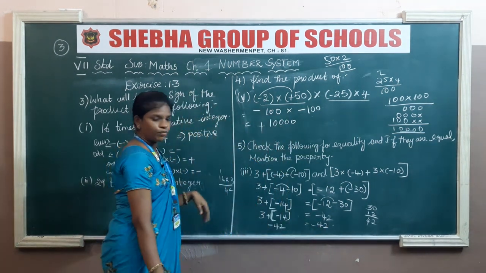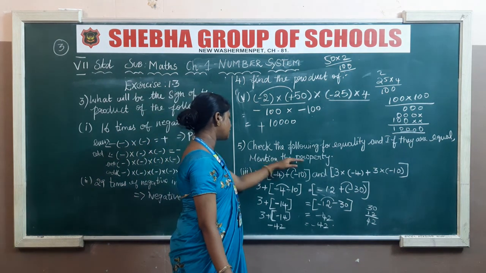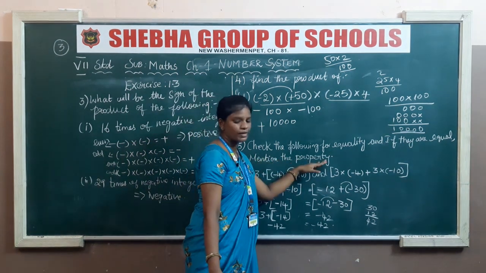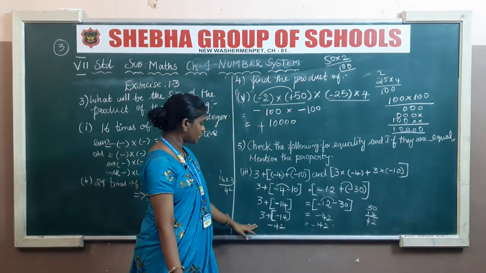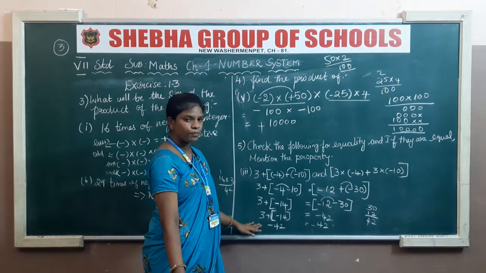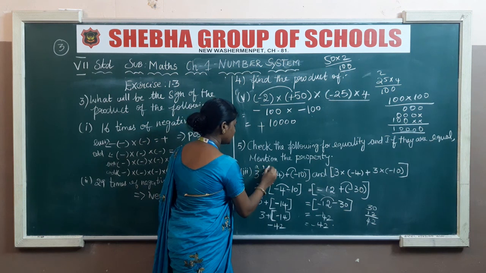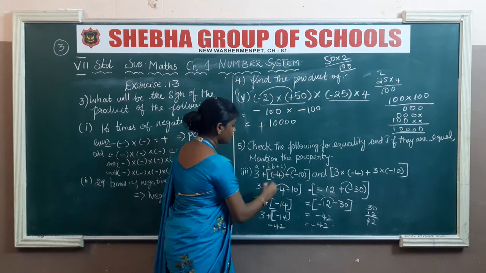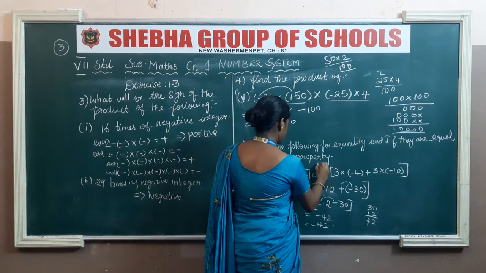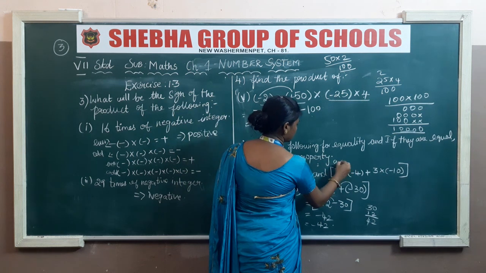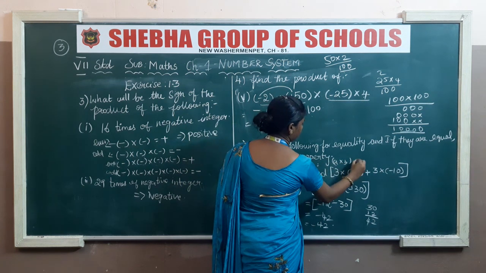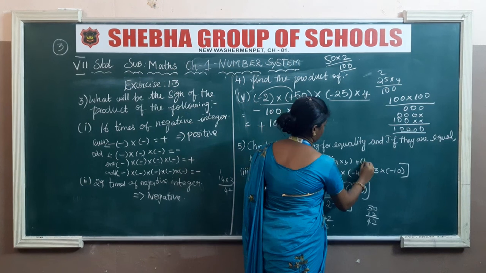So it is proved. The next question is to mention the property. The property is the distributive property, because we have to consider A into B plus C is equal to A into B plus A into C.